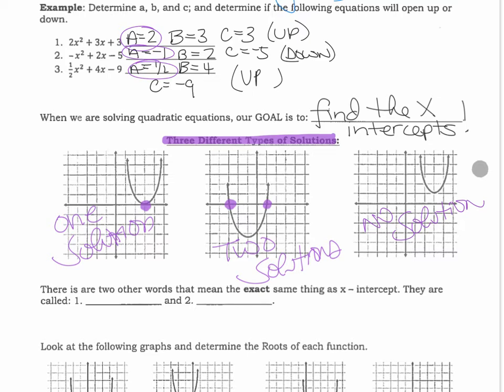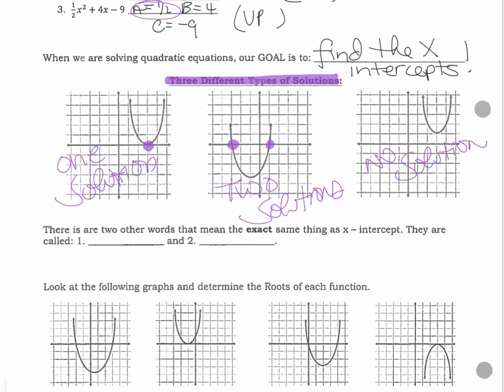Those are your options. Whenever you're solving an equation that is a quadratic, your goal is to find the x-intercepts. That's huge. If it's asking what's the solution, it's wanting the x-intercepts. This next sentence is absolutely positively 120% important. If you're not paying attention in this video, you're just zoning out and copying all this down, now's your time to pay attention. There are 2 other words that mean the exact same thing as x-intercept. We use them to confuse you.